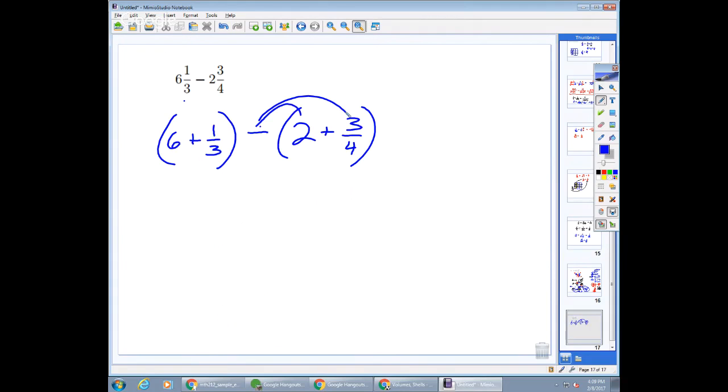So algorithm for turning a mixed number into an improper is kind of a rotation. 6 times 3 is 18, plus 1 gives me 19 thirds, minus 2 times 4 is 8, plus 3 is 11/4. Once I have those, it's just like any other fraction problem. I can then apply the arrow algorithm.